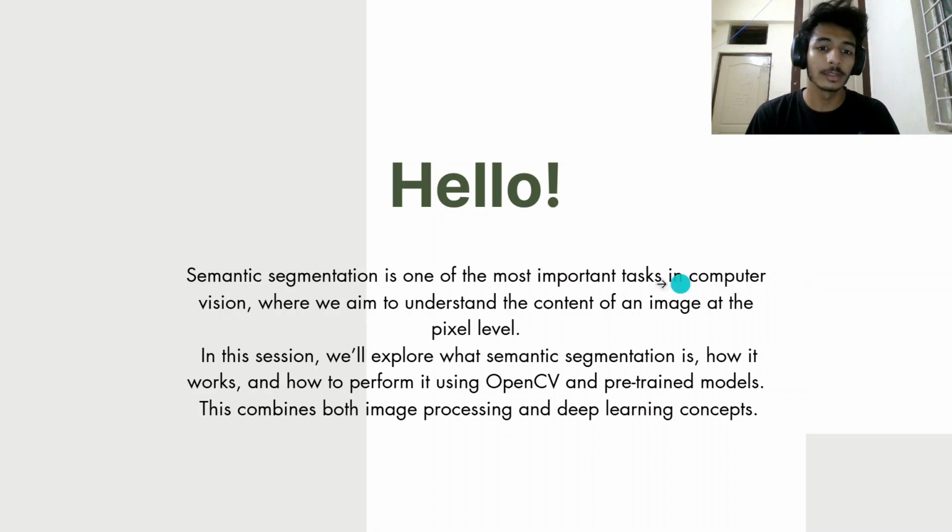Hello, semantic segmentation is one of the most important tasks in computer vision, where we aim to understand the content of the image at the pixel level. This session will explore what semantic segmentation is, how it works, and how it performs using OpenCV and pre-trained models. This combines both image processing and deep learning concepts.